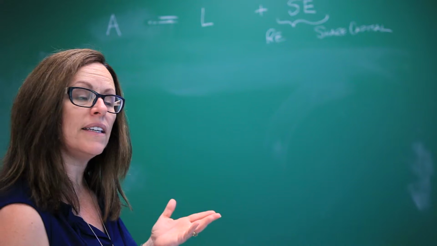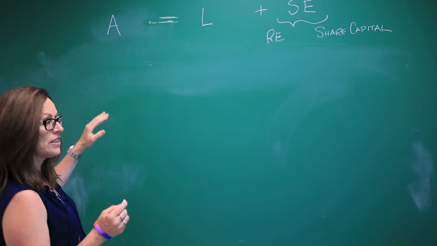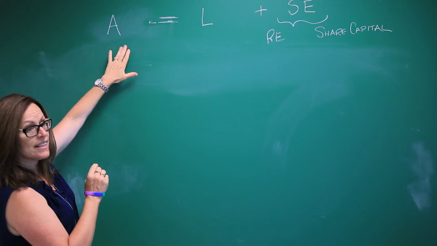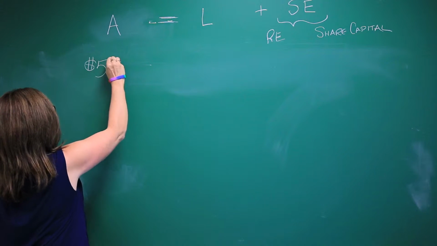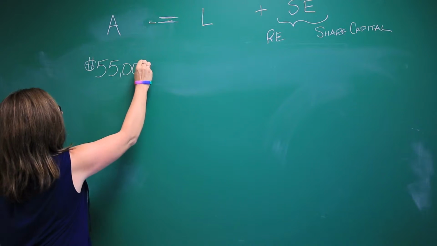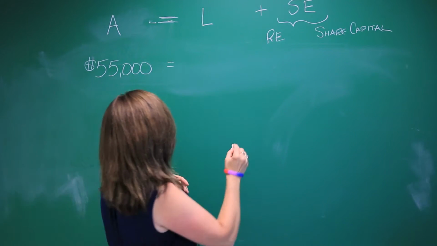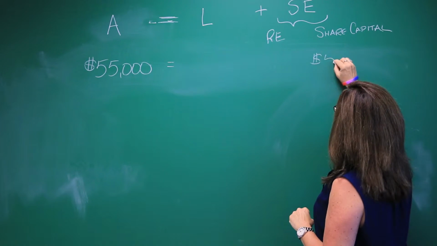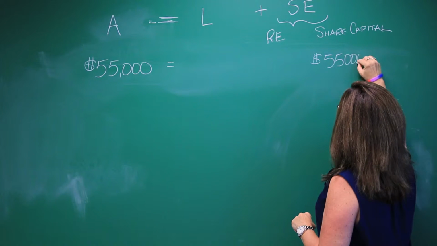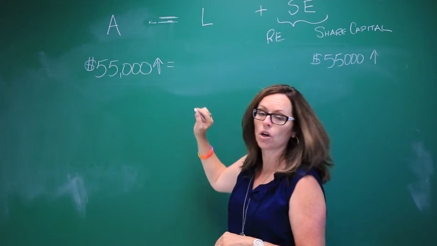So what does the company get? The company in this case is going to get $55,000 cash, and cash is an asset, which I've abbreviated as A here. So it's going to get $55,000. And what is the company giving up? Well, they're giving up common shares, which goes under our share capital, and that's $55,000. So common shares have gone up, and the cash in the company has gone up.